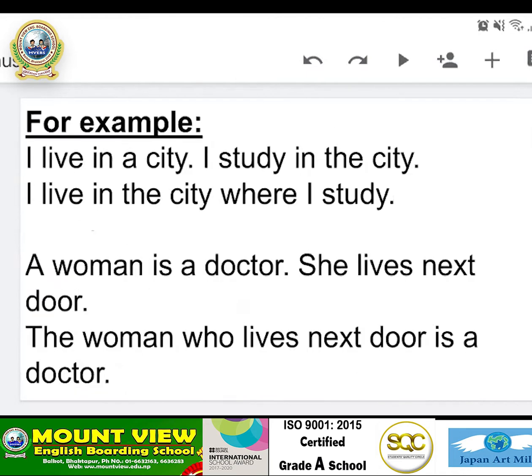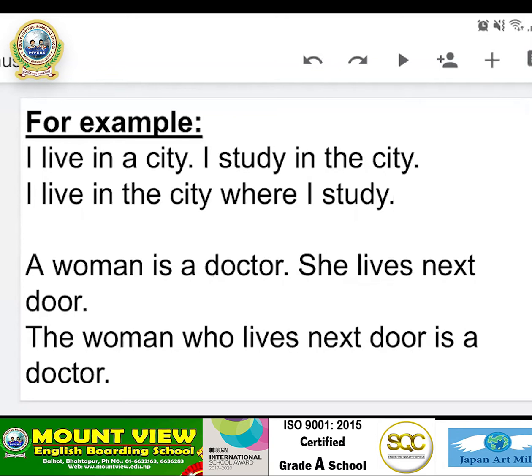I've given the same kind of example here. I live in a city. I study in the city. Now you have to join these two sentences. I've joined them here with where, because this is talking about a place. I live in a city where I study. The next: the woman is a doctor. She lives next door. The woman who lives next door is a doctor. That means because of this who, you are getting more information about the woman, about that subject.